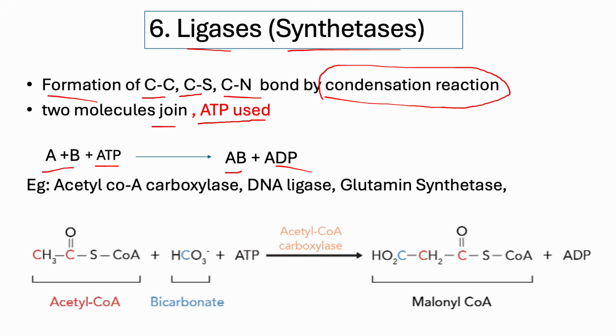Examples are acetyl CoA carboxylase, DNA ligase, glutamine synthetase, bear in mind, not synthase. So here the example, this one is acetyl CoA and bicarbonate. By using ATP, acetyl CoA carboxylase adds bicarbonate to acetyl CoA and forms malonyl CoA, and also ATP is converted into ADP.